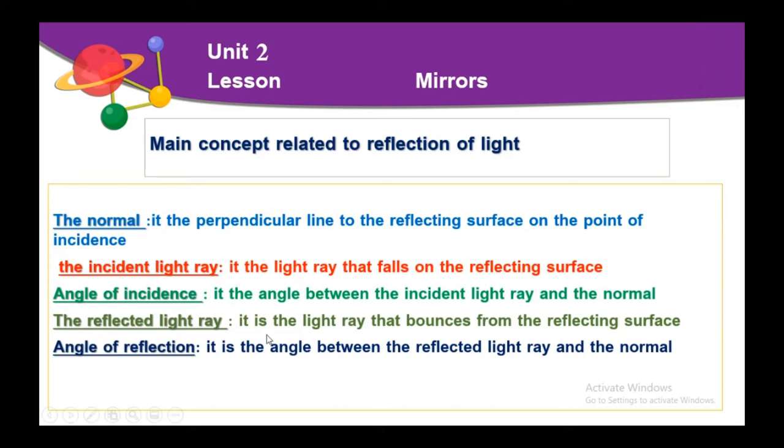They are the concepts related to light reflection. Number 1, normal. Number 2, incident light ray. Number 3, angle of incidence. Number 4, the reflected light ray and angle of reflection.